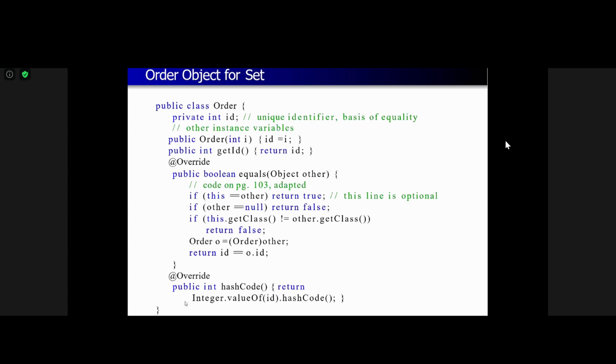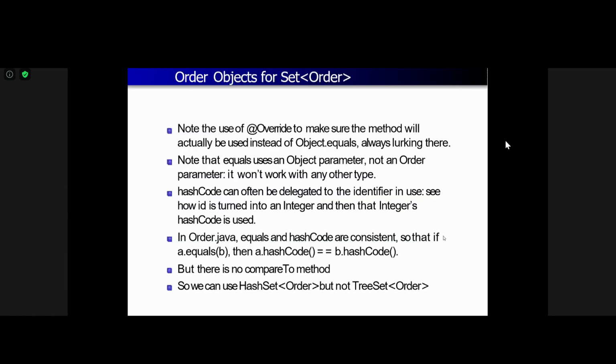Okay, and we have @Override here as well. So hashCode must override the one in Object to satisfy this. So this is just asking for service from the compiler itself. Okay. So that's what you need: an Object parameter in order to get our method to actually override the one in Object.